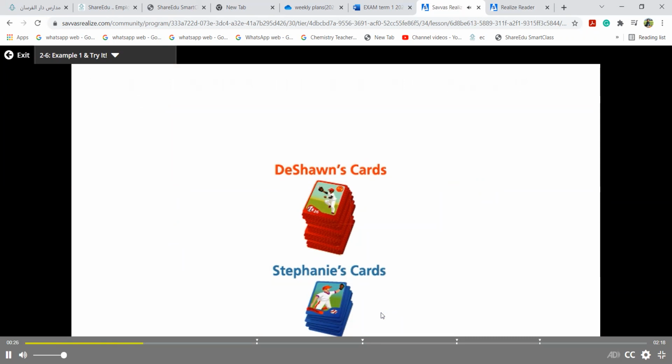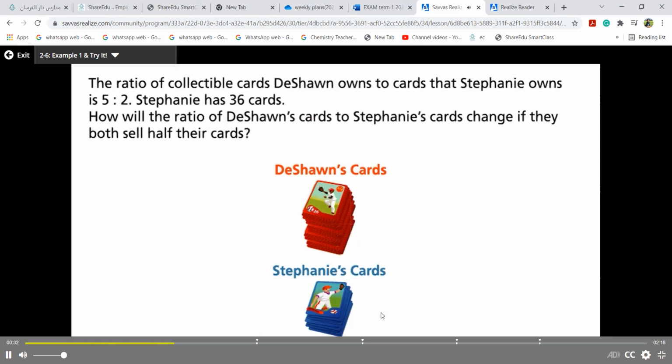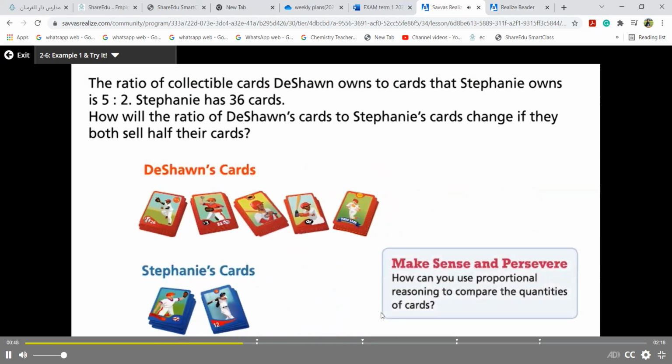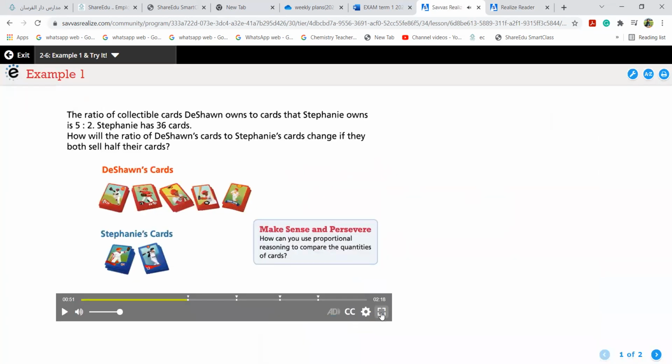Deshaun and Stephanie both collect baseball cards. You can see that Deshaun has more cards than Stephanie. The ratio of collectible cards Deshaun owns to cards that Stephanie owns is 5 to 2. Stephanie has 36 cards. How will the ratio of Deshaun's cards to Stephanie's cards change if they both sell half their cards? How can you use proportional reasoning to compare the quantities of cards? You know that anytime I want to compare, I will compare with 1, not with 5. You know it, right? So let's just see how they do it.